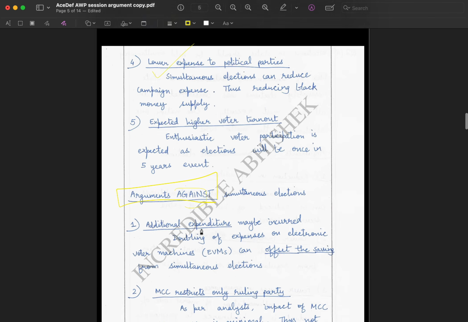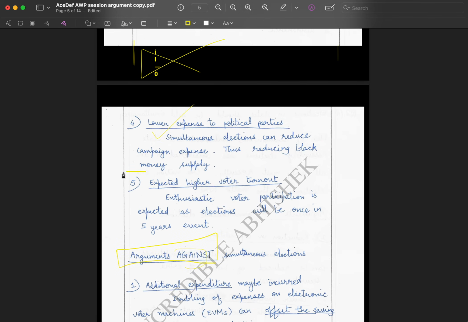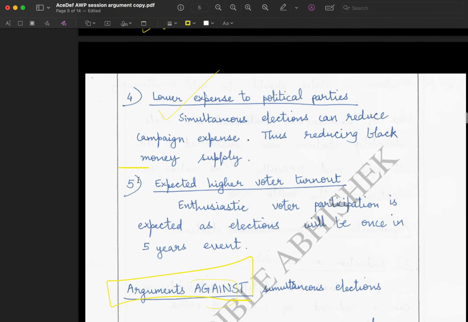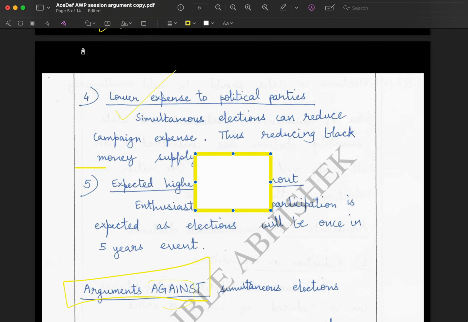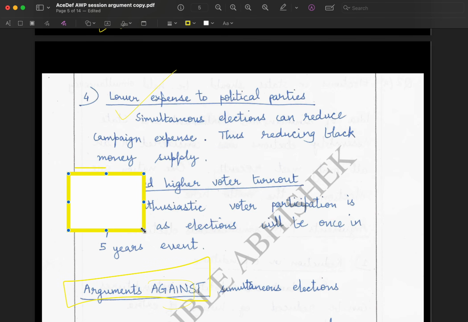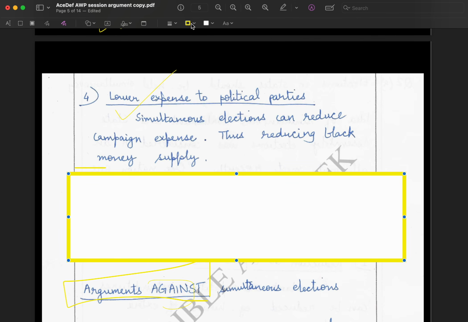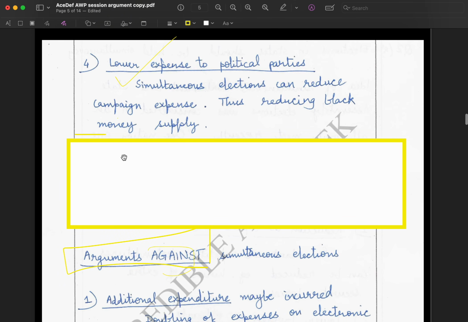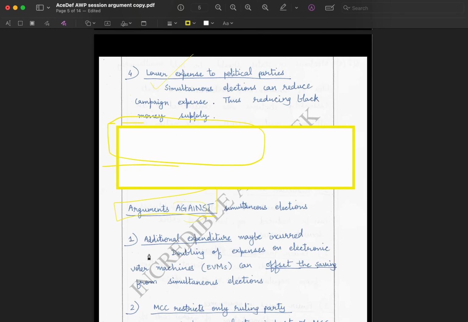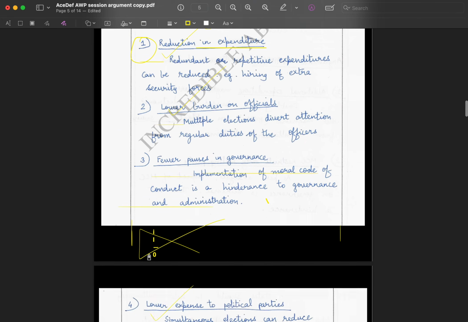And suppose instead of 5 the candidate has written only 4 points. Okay, suppose there are only 4 points here and this is blank. So now what we will do is we will leave the space here, and from somewhere here the arguments against will start, so that you have this much space to write your 5th point if you recall it later in the exam. So spacing within the QCAB is very important.